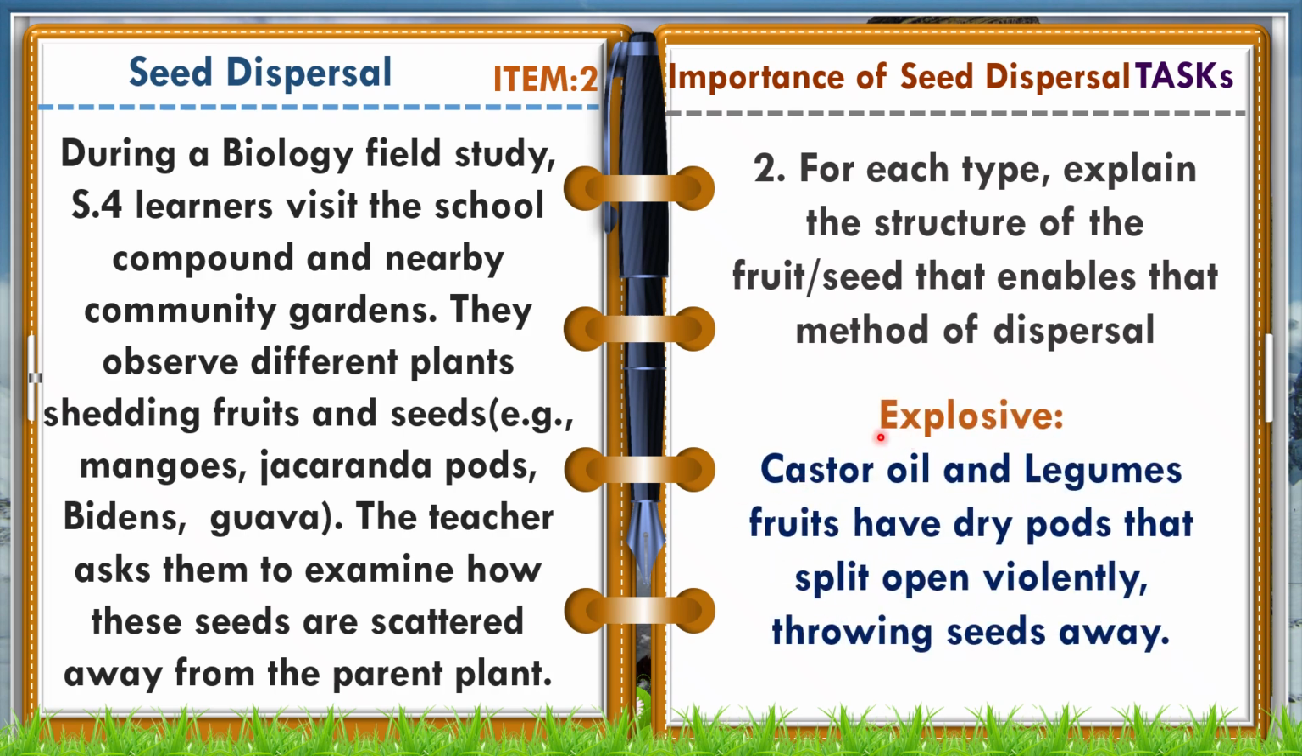We have the explosive mechanism. Here we look at castor oil and legumes. These fruits have dry pods that will split open violently, throwing seeds away from the parent plant.